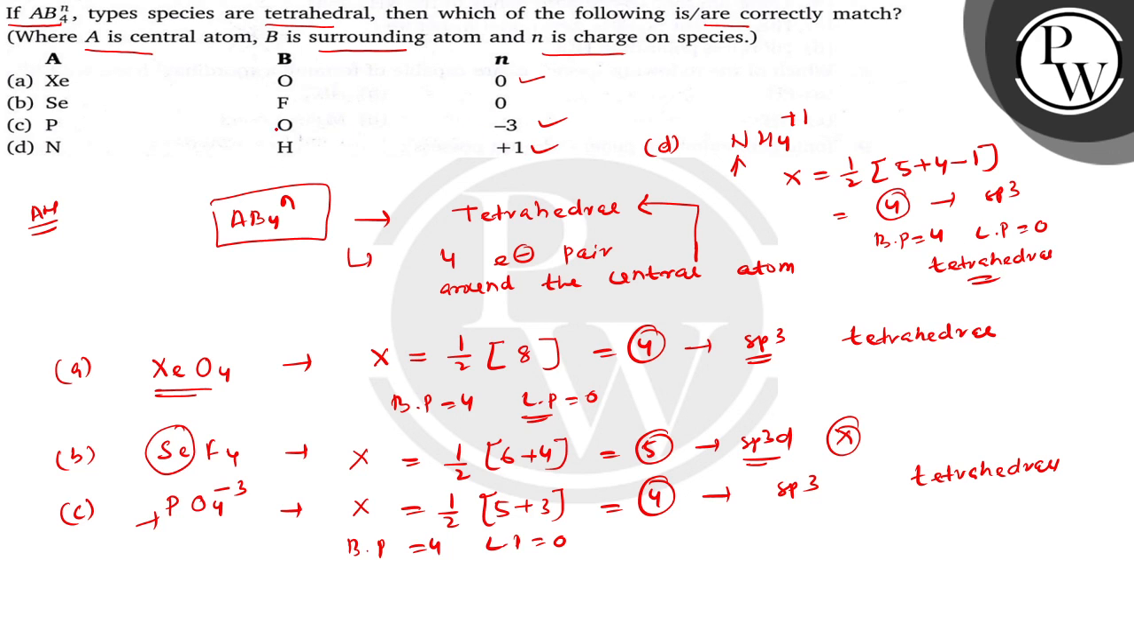The only thing that is not matching is this one. Okay, so the species that are tetrahedral and correctly matched are A, C and D. I hope you understood well.